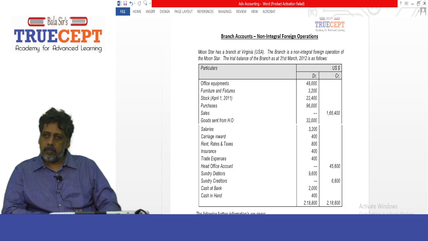Goods sent from head office $32,000. Salaries $3,200. Carriage inward $400. Rent, rates and taxes $800. Insurance $400. Trade expenses $400. Head office account 45,600 credit. Sundry debtors 9,600, sundry creditors 6,800, cash at bank 2,000 and cash in hand $400. Okay. That's it, sir. Items.